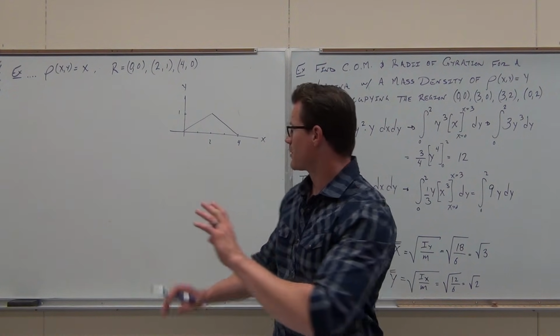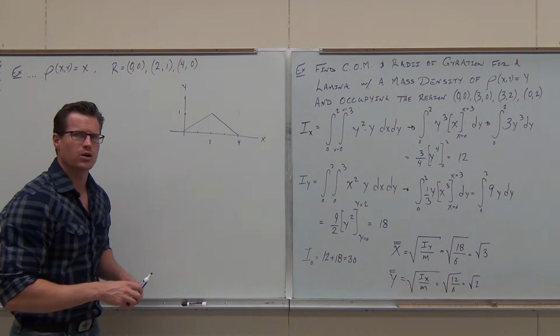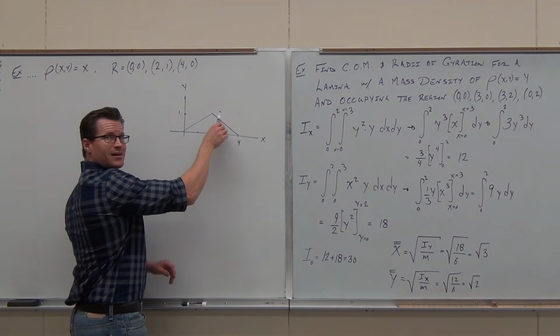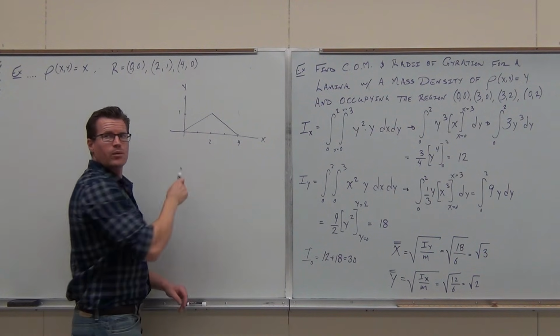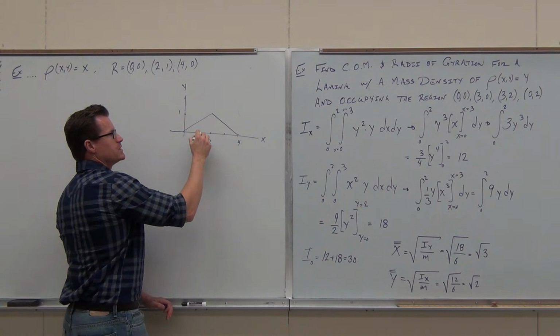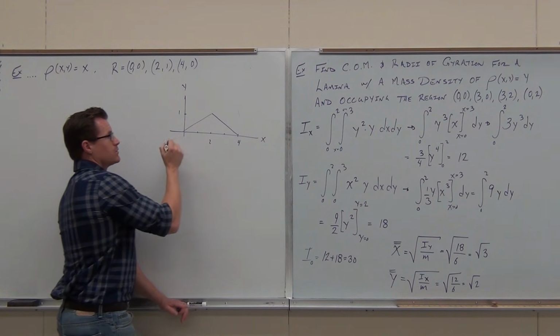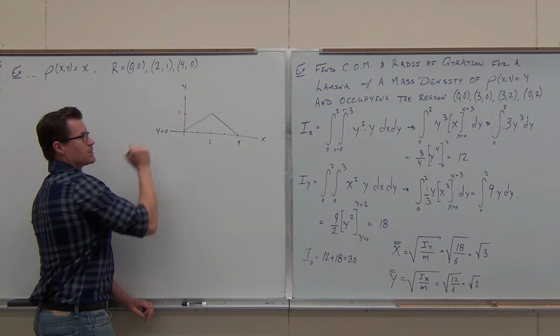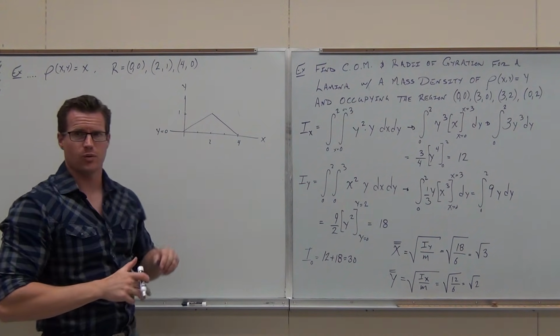Let's see if you're ever paying attention to anything we do with regions, you know which direction you should go across first. This way? This way? Why? What's the difference? Why wouldn't we go dy first? If I do, well, this is y equals 0, correct? That's y equals 0. This right here, you'd have to find the equation of those lines.